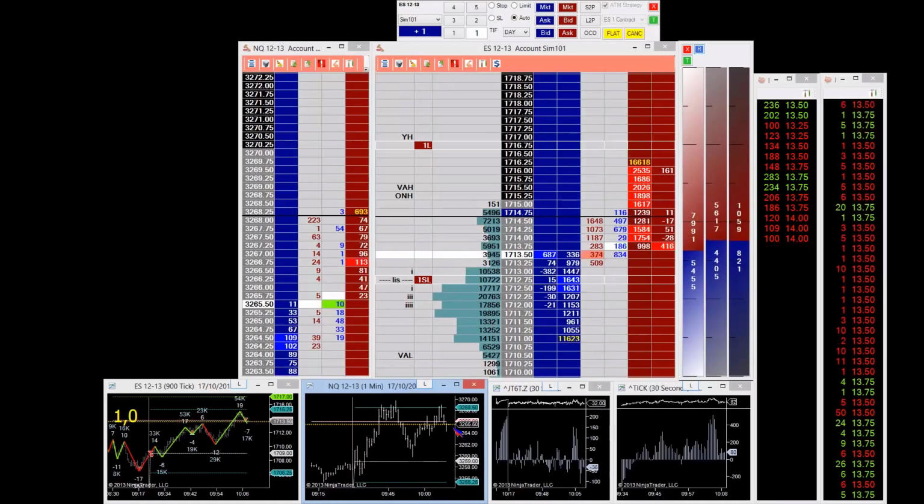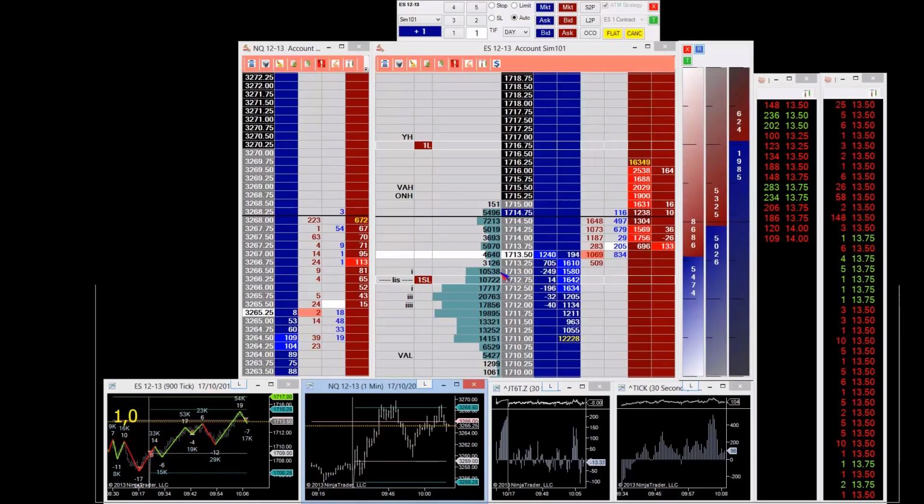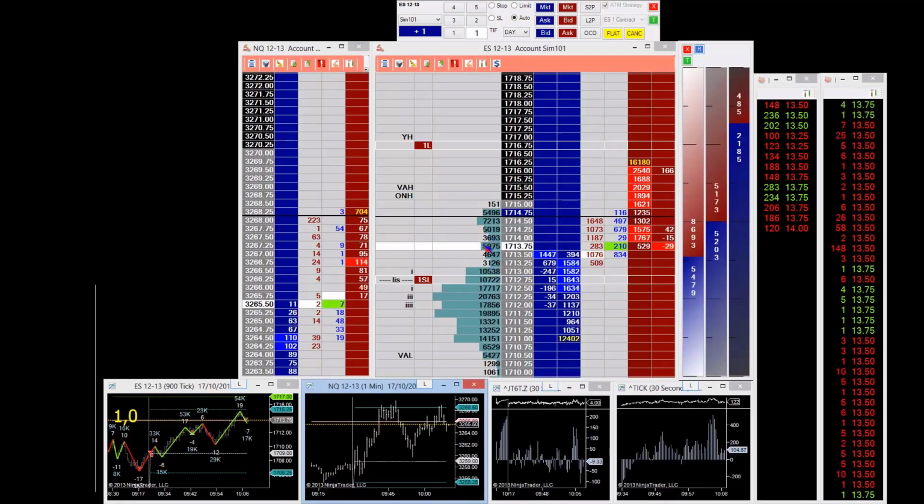Okay, so again, what we could do right now, we could say, okay, if we want to exit this trade right now, is there anything else that we can look at to lean on? And if we look at here, we can see at 1713 we've got a big chunk, a big lump in the volume profile.